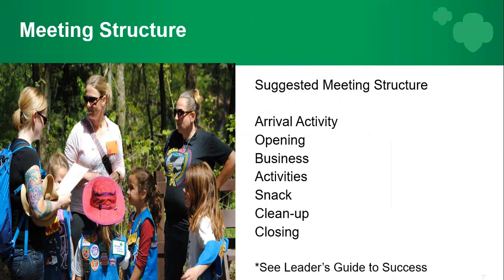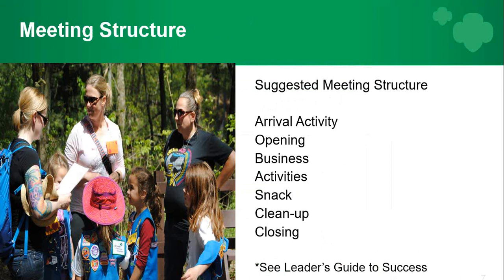Okay, so you may be thinking, I'm going to have 12 5-year-olds staring at me. What do I do? We have a suggested meeting structure for all Girl Scout meetings, and this carries through all your levels of Girl Scouts. What we suggest is an arrival activity, an opening activity, business, activities, snack, cleanup, and closing. We're going to go through each of those elements and talk about what it's like to lead Daisies through each of them and give you suggestions in just a minute.